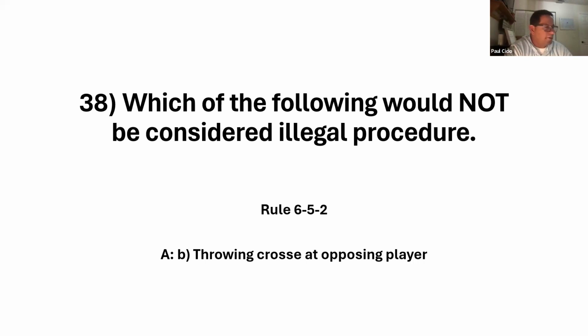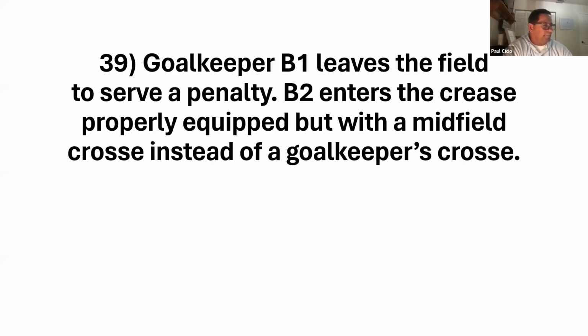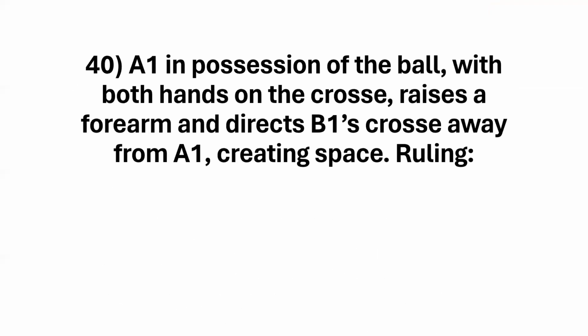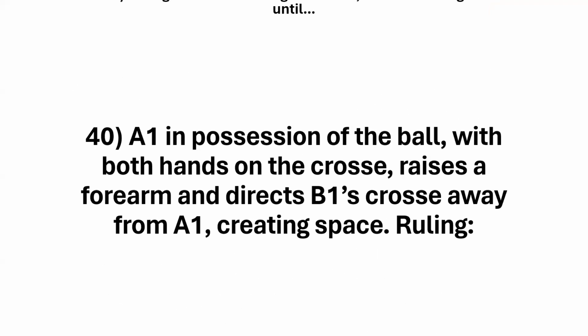All right, number 39. Goalkeeper B1 leaves the field to serve a penalty. B2 enters the crease properly equipped, but with a midfield cross instead of a goalkeeper's cross. What do you got? Ruling, no. B2 must have a goalie stick. You can't restart the game until he does. All right, so the replacement goalie has to have all the proper equipment: chest protector, throat guard, and a goalie stick. Let me ask you a question here on the goalie.